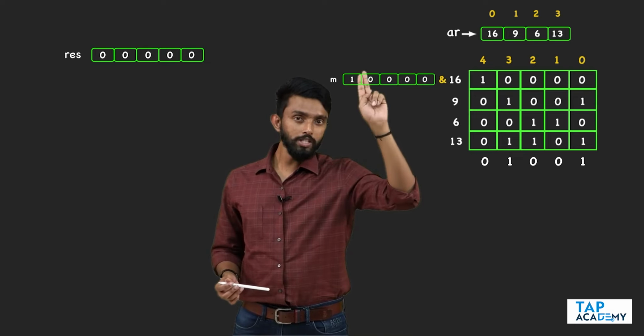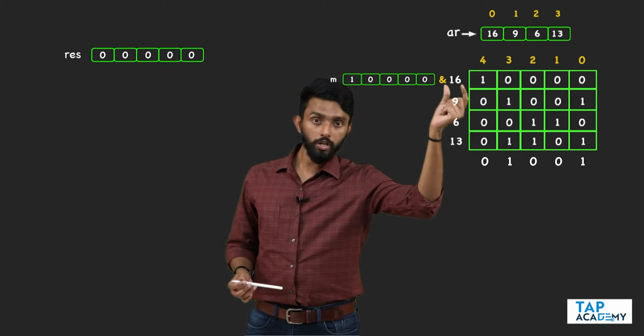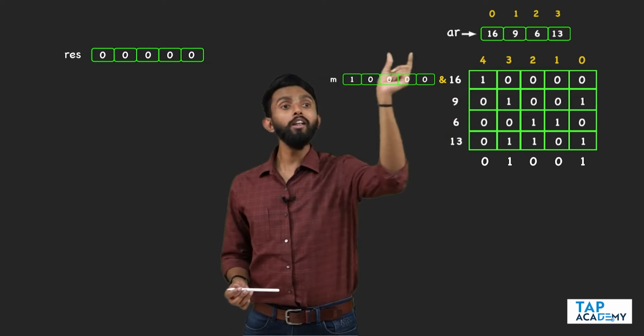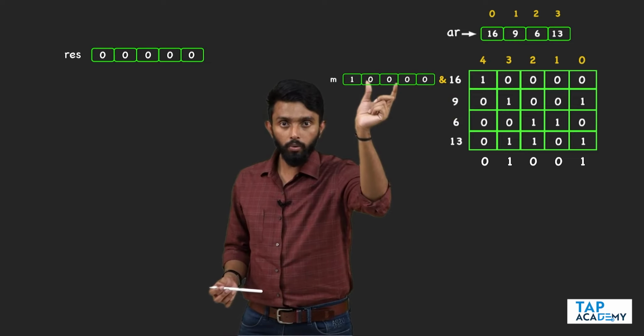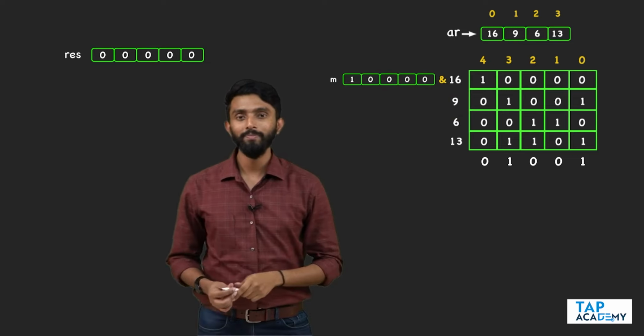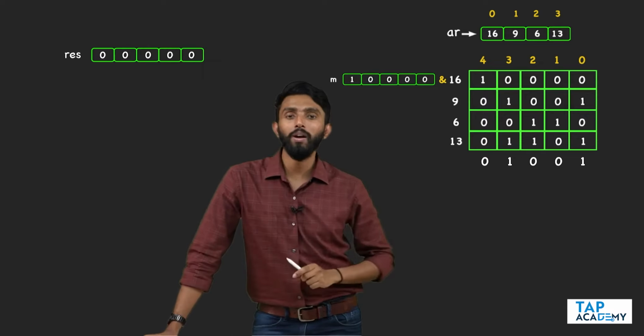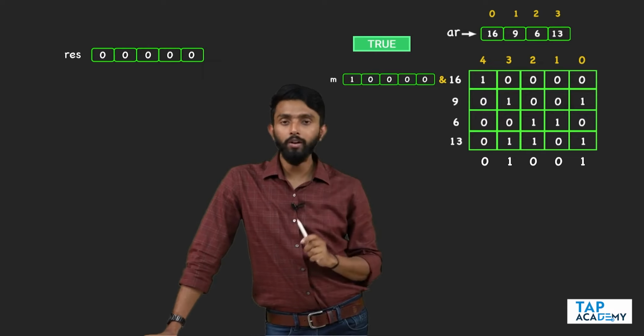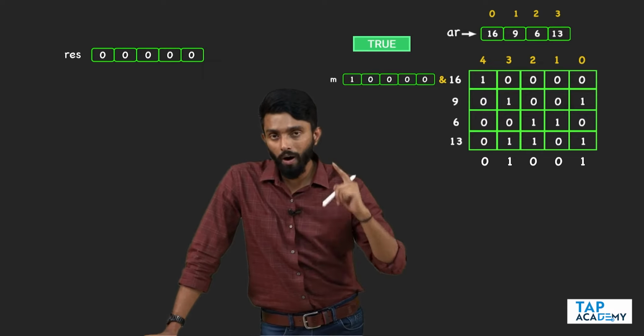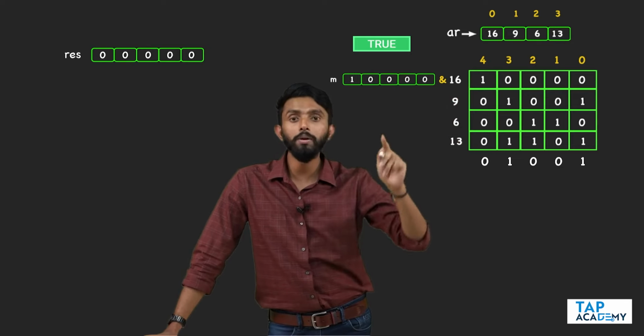If you do this mask AND operation with the element in the array, and if you get back the mask value, then you know that bit is set. Simple as that. And that is what I will do. And if in case I do that, I will get true. True means I know that I found one element whose 4th position bit is set. That is what it means.